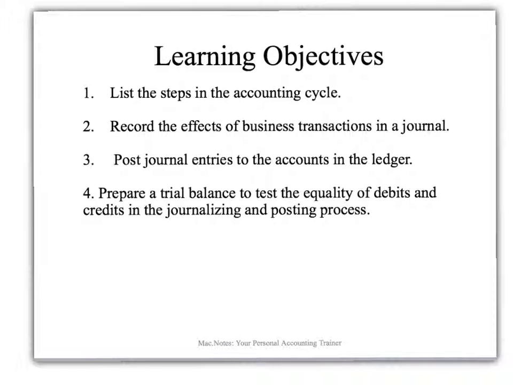The learning objectives for this concept video: we're introducing the accounting cycle. So we're going to list the steps in the accounting cycle. Then we're going to look at how we record business transactions in what we call the journal. So we'll be introducing the journal. Then once we record it in the journal, the next step is to post it to the ledger, and then finally prepare a trial balance to test the equal debits and equal credits that we created in journalizing and posting.